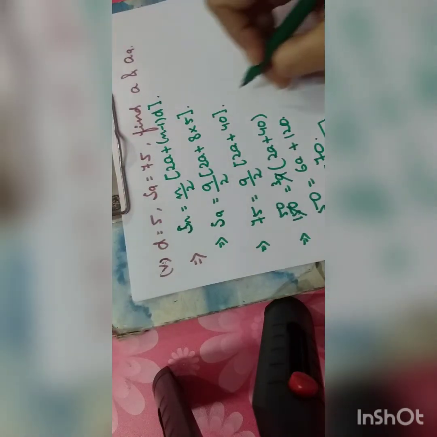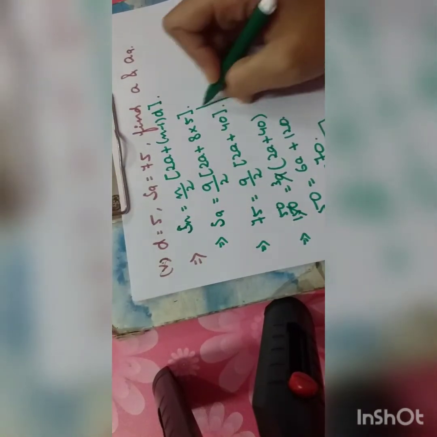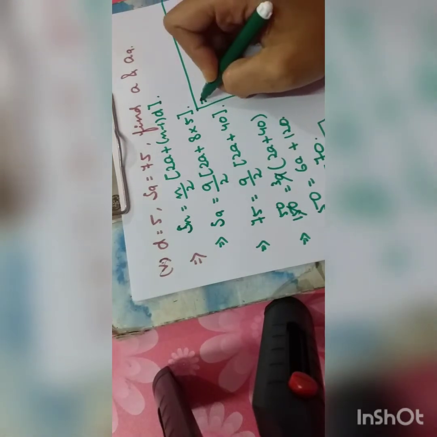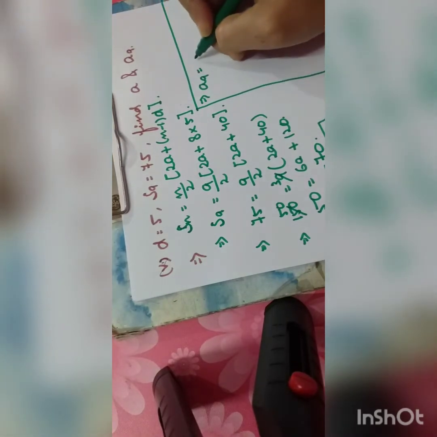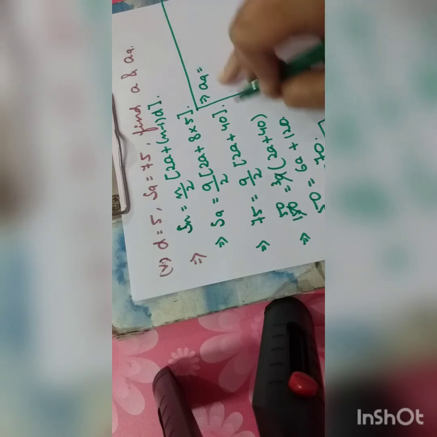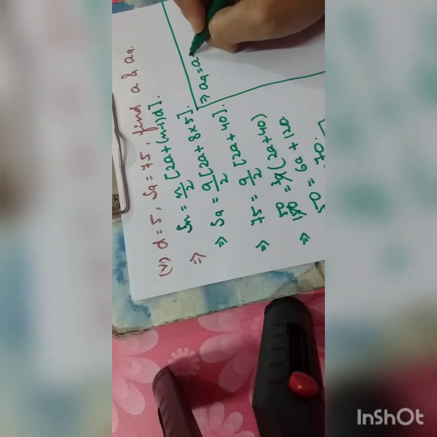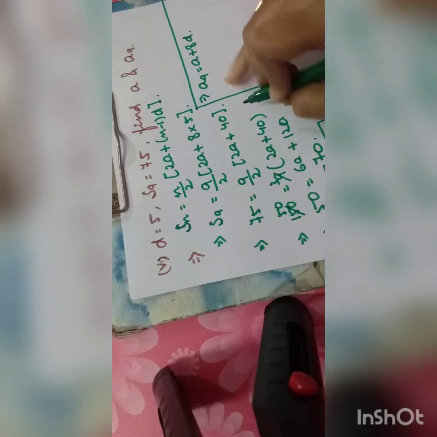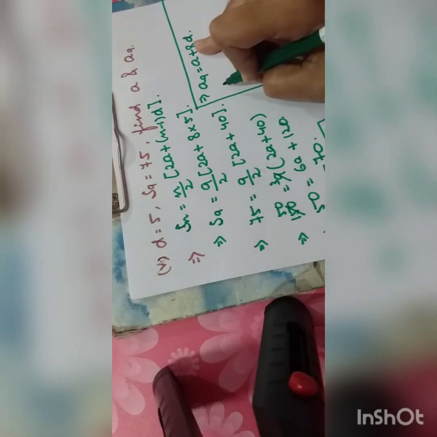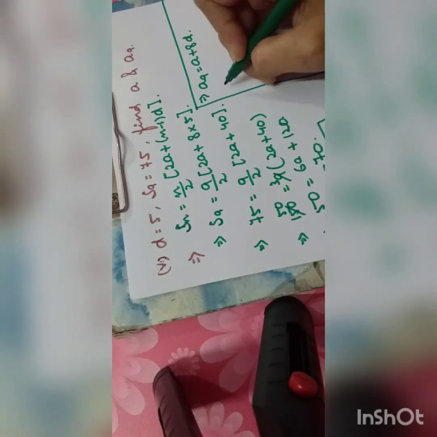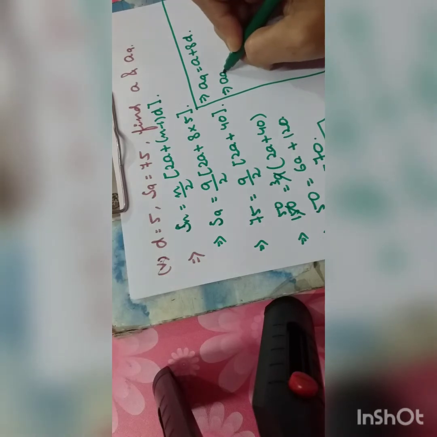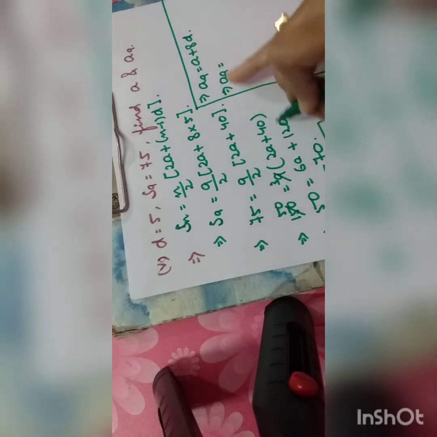Now I have to find the value of A9. The general formula to represent the general form of any AP is An equals A plus n minus 1 into D. So A9 will be simply A plus 8D. If here it is 9, here it will be 1 less, that is 8. So A9 I have to find.